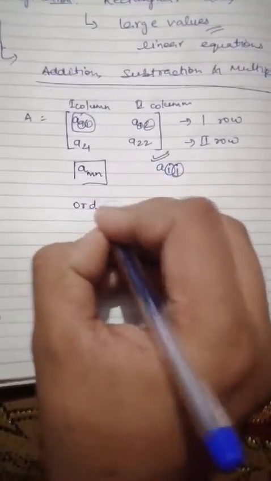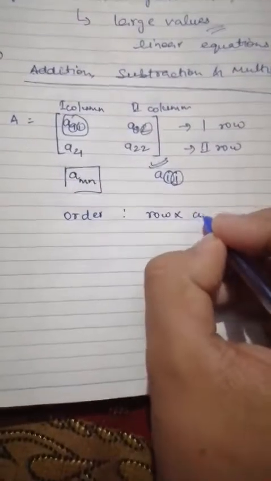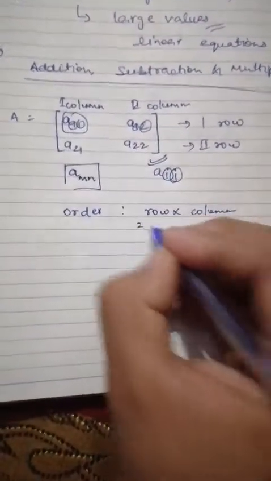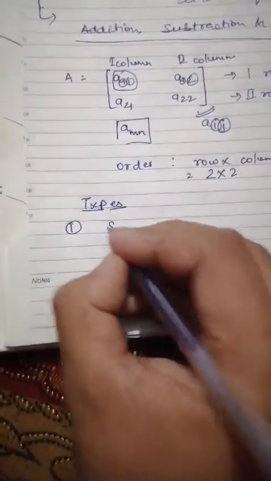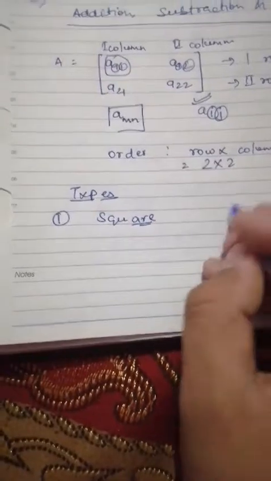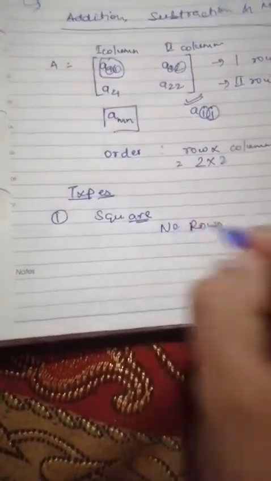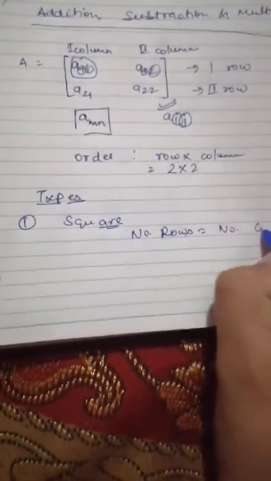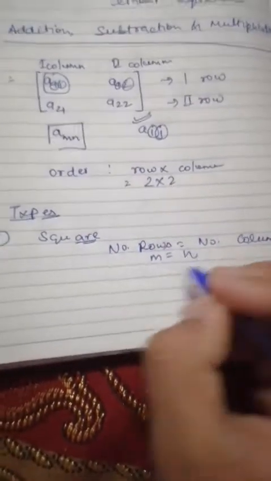Now what is the order of the matrix? Order is rows cross columns, which is how many rows there are by how many columns: 2 cross 2. Now let's move to the types of matrices. First is a square matrix. A square matrix is a matrix in which the number of rows is equal to the number of columns. So here m equals n.